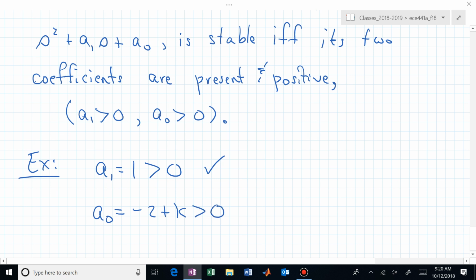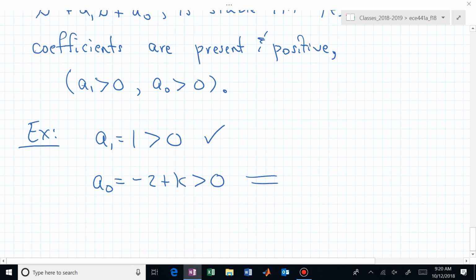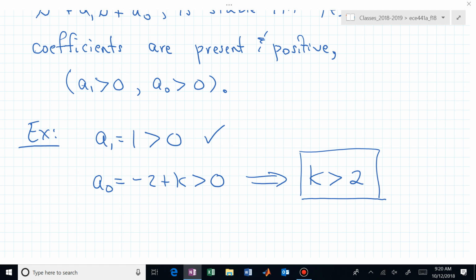To be stable, we need that expression to be positive. And we can now evaluate that for k. We add 2 to both sides, and now for that closed loop system that we've designed with that controller, if k is bigger than 2, we will be stable. We will have both closed loop poles in the left half plane.